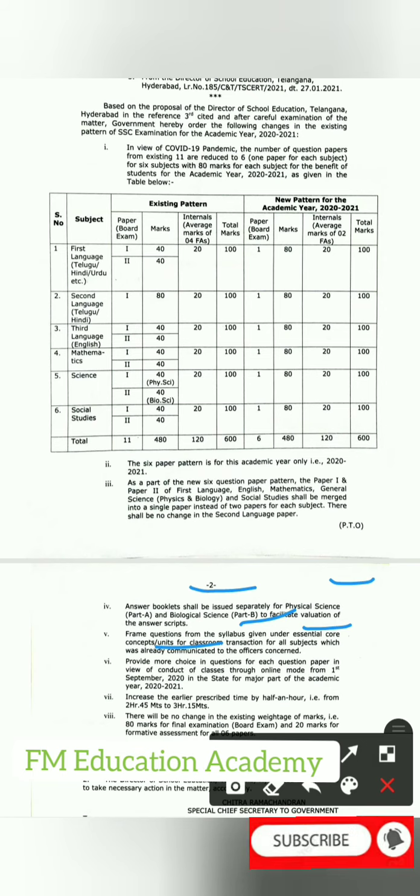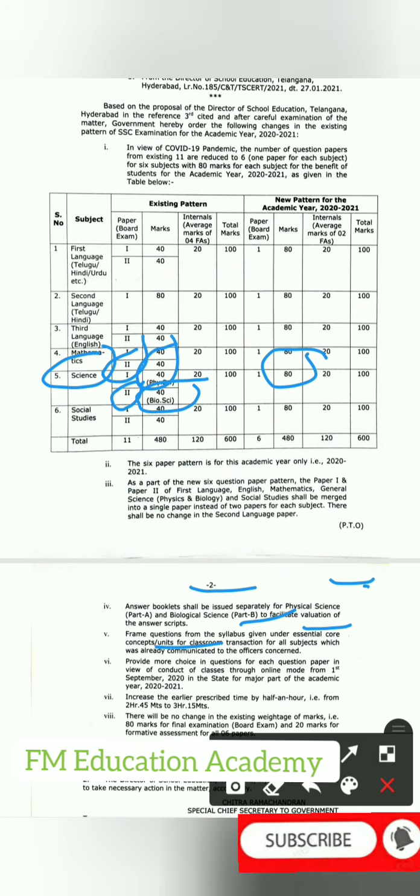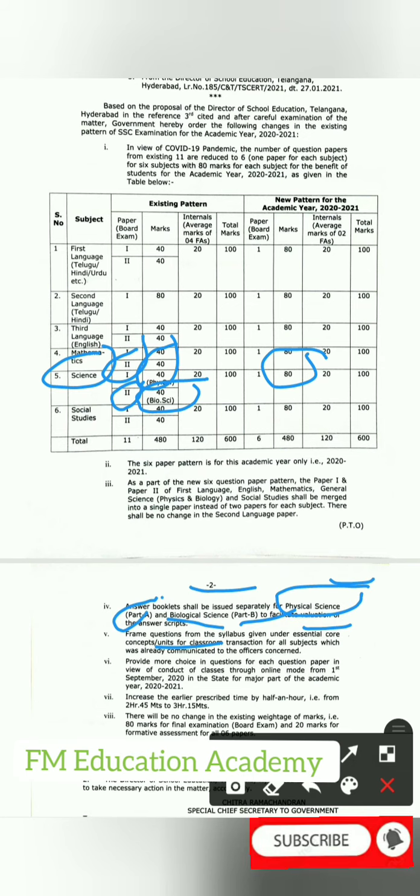So what happened in science is, for one paper you had physical science of 40 marks, and the next day you would have paper 2 of 40 marks, which consisted of bio. Now bio and physics both will be on the same day and for 80 marks only. But one important thing for the science exam is that the physics booklet will be different, consisting of part A, and the biological science booklet, that is the bio booklet, will be different. That will consist of part B.